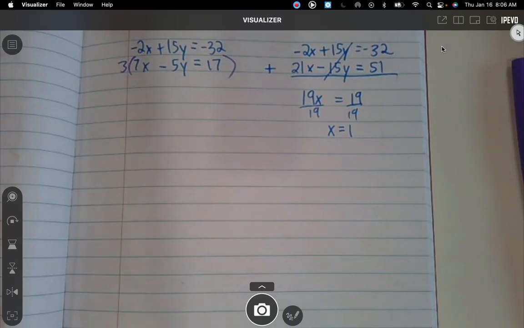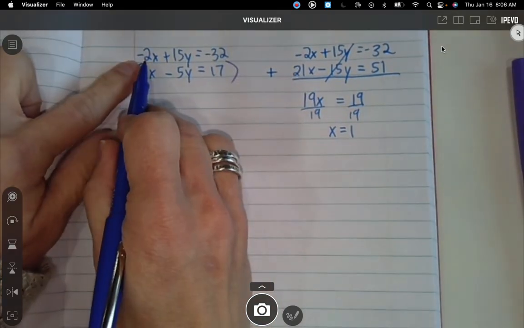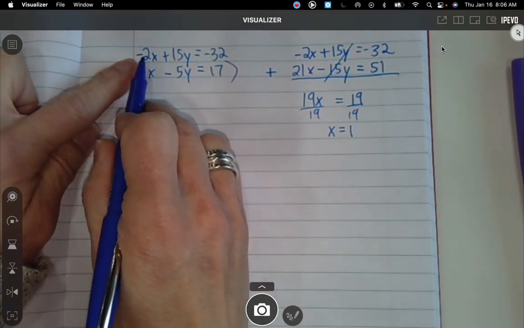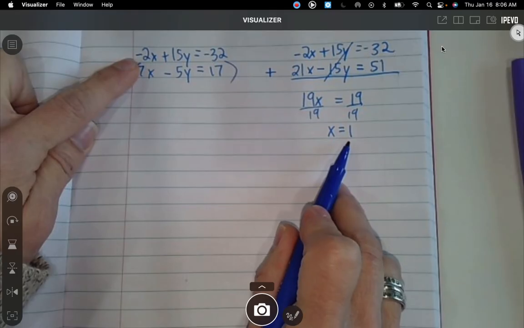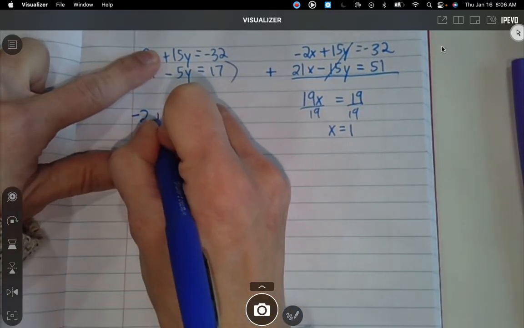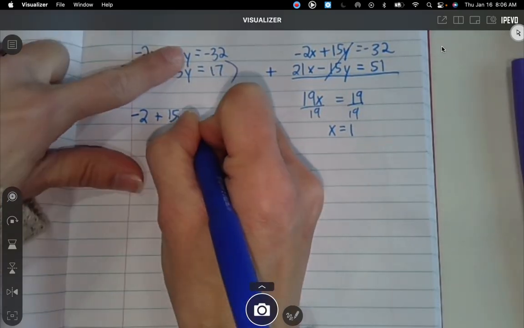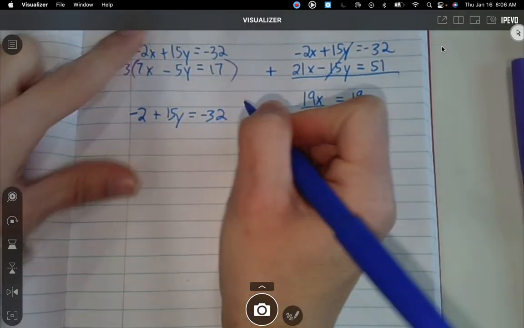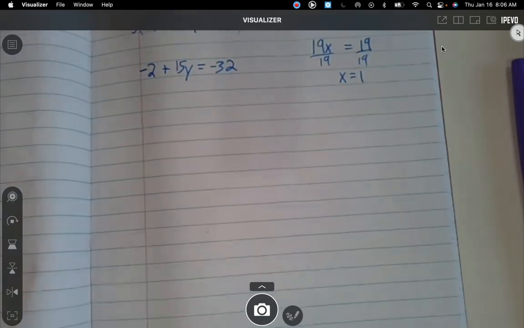Instead of x, I'll write 1. This is where some of y'all got confused yesterday. So I'm going to say, okay, that's negative 2 times x. What is negative 2 times 1? Yep, so that's what I'm going to write. And then what comes next? Plus 15y equals negative 32. Now, this goes back to like chapter 1 or 2.